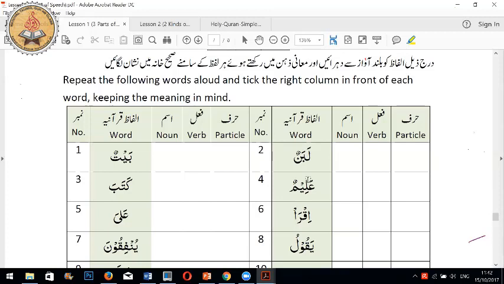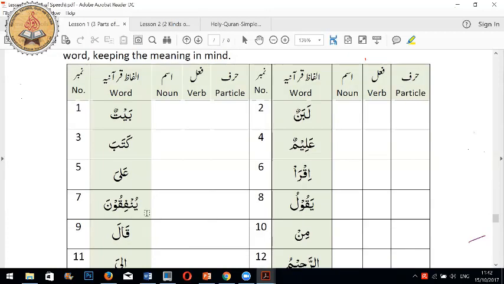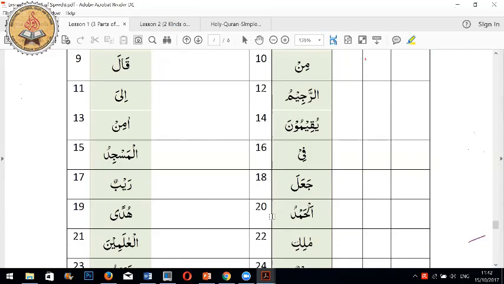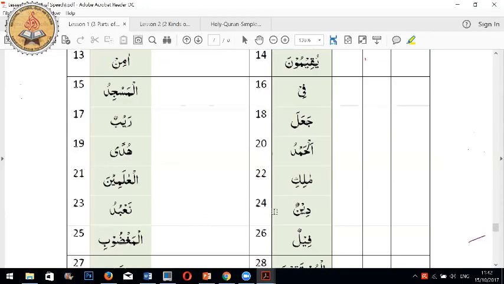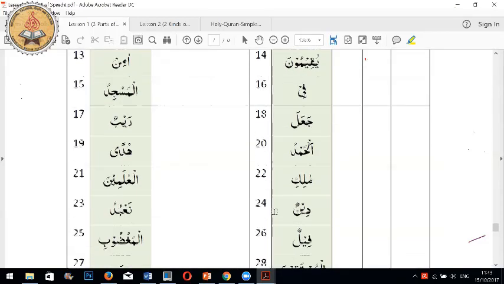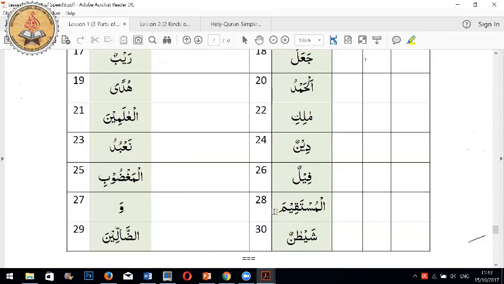And then kataba, labanun, alimun, iqra, yaqulu, yunfikuna, qala, all of these you can identify, and either this is an ism, fi'l or harf. So it is up to you. This is your homework.